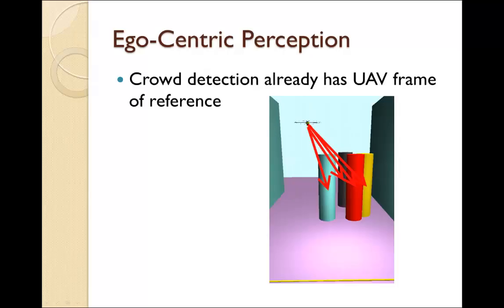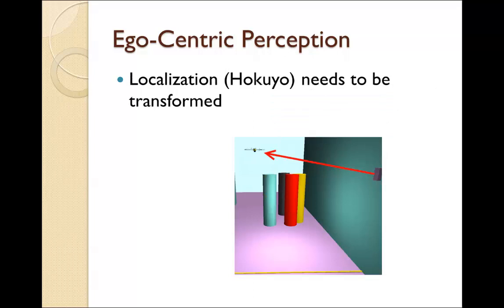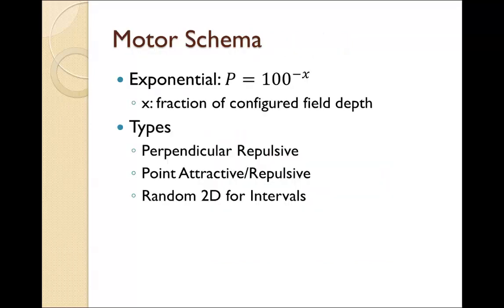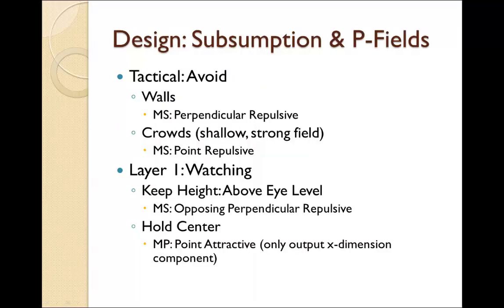To do this, we chose the UAV as the frame of reference. For crowd detection, with the sensor on the UAV, this is already the case. The localization sensor, however, needs to be transformed to be egocentric, and in turn make percepts of the walls. Our motor schema are all exponential potential fields across some configured area. They're perpendicular, attractive, or repulsive around a point, or random 2D for intervals.